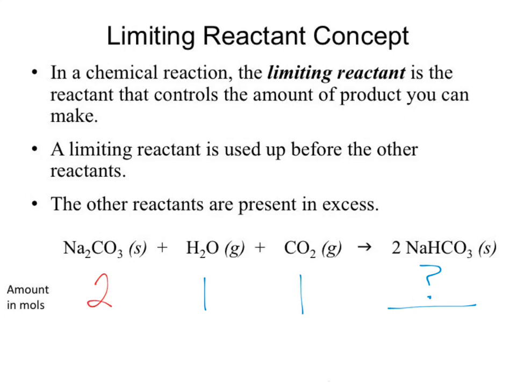Start with 2 moles of sodium hydrogen carbonate. How many moles of sodium hydrogen carbonate can you make from 2 moles of sodium carbonate? So let's check our math. 2 moles of our sodium carbonate. We're trying to get 2 moles of our sodium hydrogen carbonate. Adjust our units.